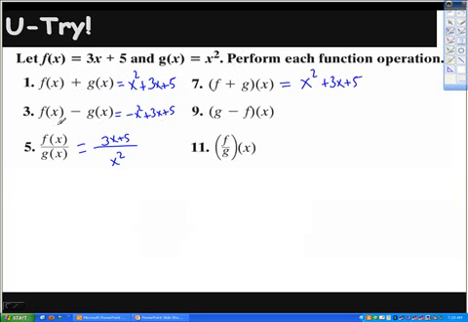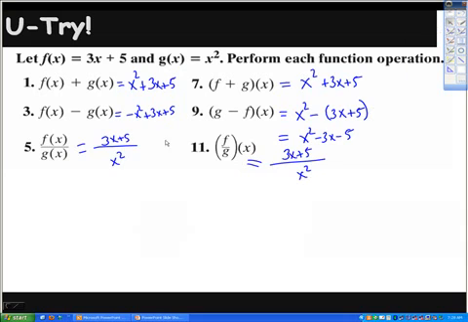Number 9 and number 3 aren't quite the same because they're turned around. Number 3 was f minus g. Number 9 is g minus f. So we'd start with the g function and subtract all of the f function. Make sure you subtract all of it, not just the 3. So that's x squared minus 3x minus 5. And then finally, number 11 is f divided by g of x, which is the same as number 5. So we could just say that's the same as number 5, 3x plus 5 all over x squared. If you need more time with those, go ahead and press pause, otherwise we're moving on.